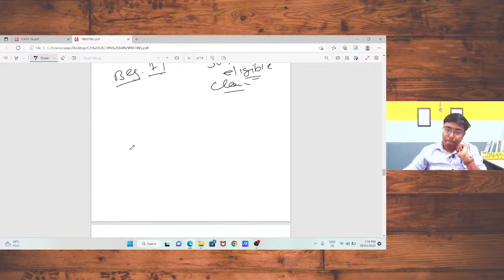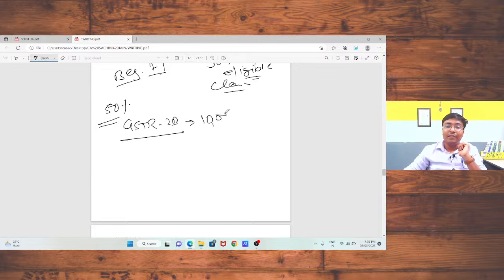Sir, now if the bank has selected that 50% option, then what is the procedure? The normal procedure we had discussed. Sir, what is the procedure in case of 50%? So the input which is available in your GSTR-2B return, just take 10,000 as your input which is available in your GSTR-2B return.